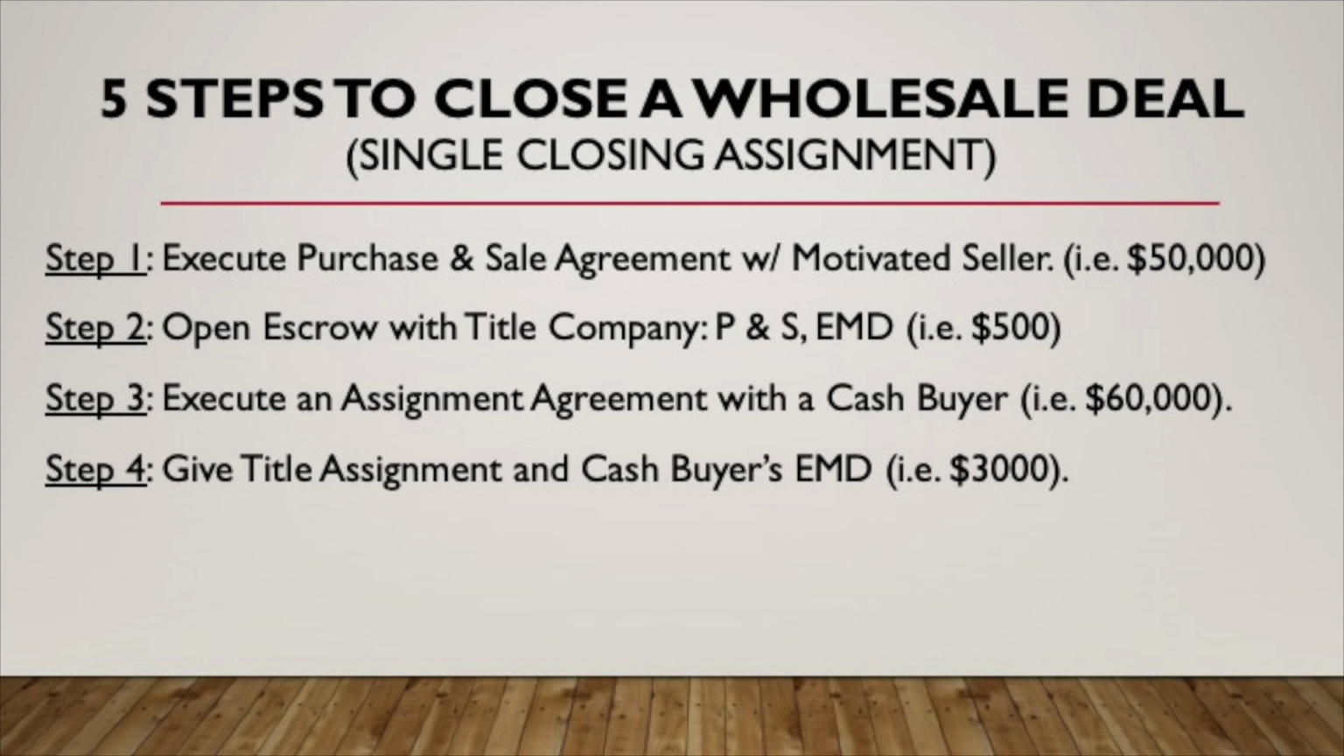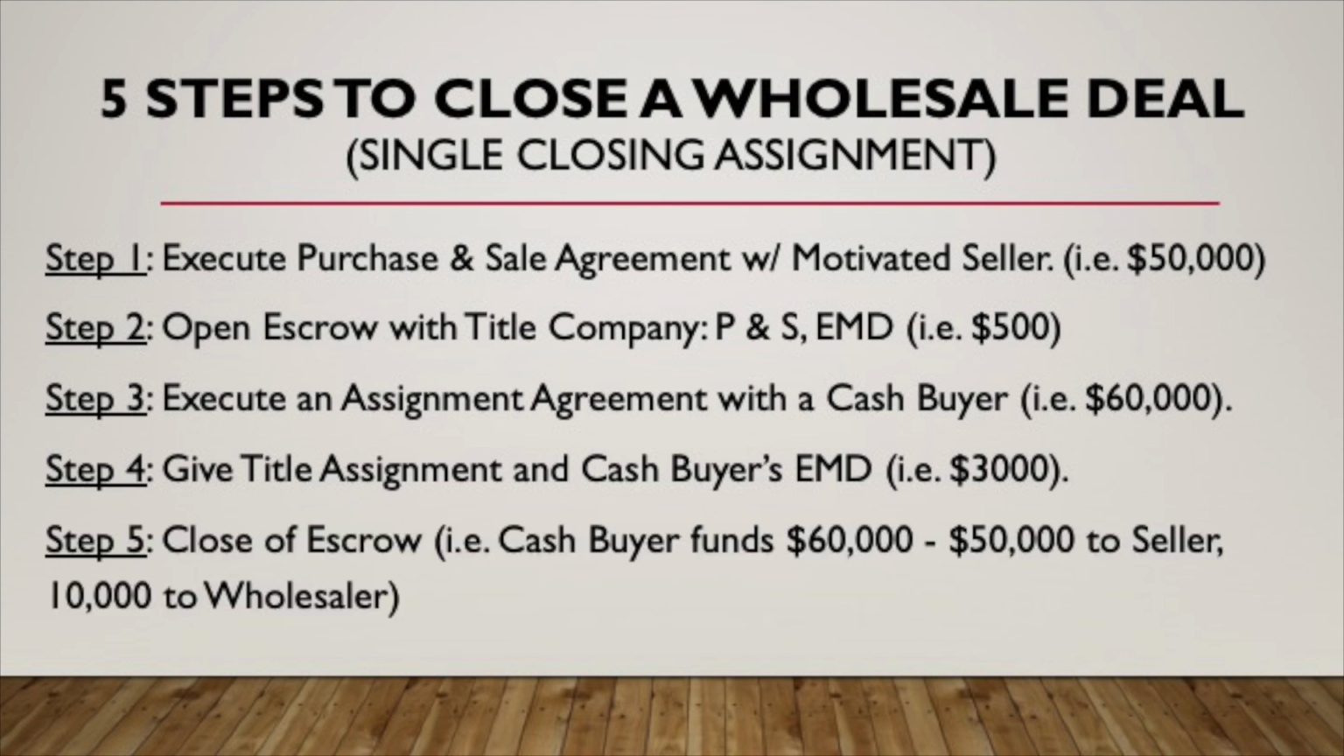Step 4 is to give the same title company a copy of the assignment contract and the cash buyer's earnest money of, let's say, $3,000. Step 5 is the close of escrow. On that day, the cash buyer will fund $60,000, of which $50,000 goes to the seller and $10,000 goes to you, the wholesaler. Now, this is an oversimplified explanation of a single closing assignment.